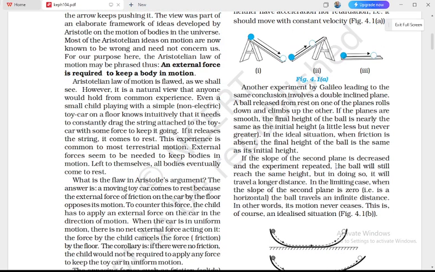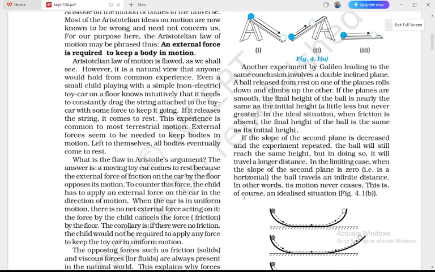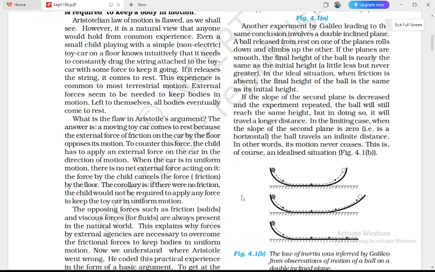If the slope of the second plane is decreased and the experiment repeated, the ball will still reach the same height. But in doing so, it travels a longer distance. In the limiting case, when the slope of the second plane is zero, that is, horizontal, the ball travels an infinite distance. In other words, its motion never ceases. This is, of course, an idealized situation.